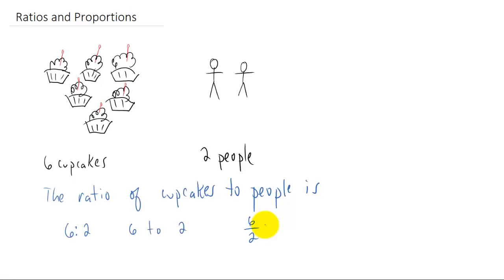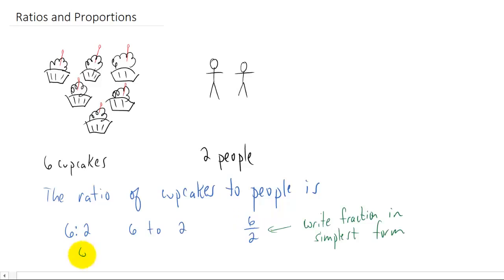And there are 3 ways that we can do this. One is with a colon, that's 6 colon 2. You read that 6 to 2. You can just write the English words 6 to 2 as a ratio. Or you can say the ratio is 6 to 2 in a fraction.